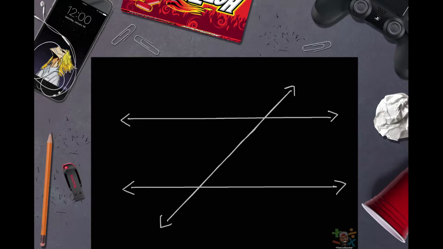See the transversal on the screen. Know what time it is, geometry. Just in case you don't know what a transversal is, I'll link it above and you can watch the video I did on it. But what we're talking about today is angle relationships.